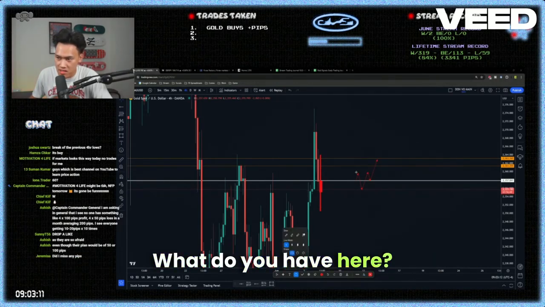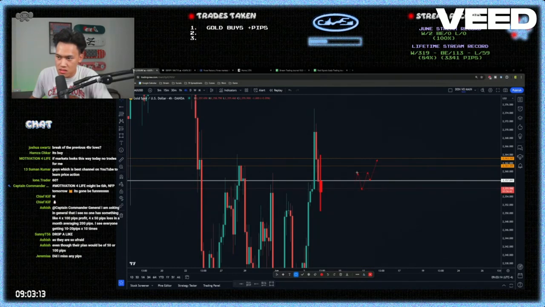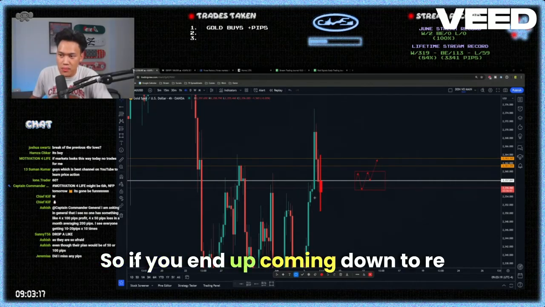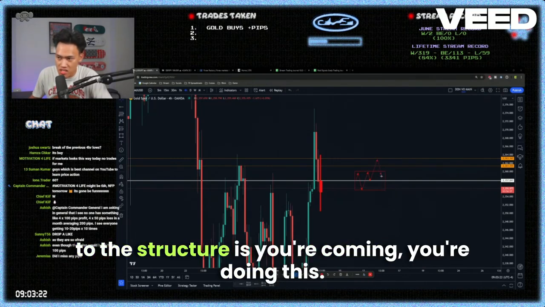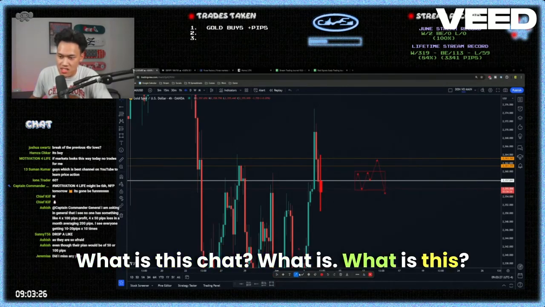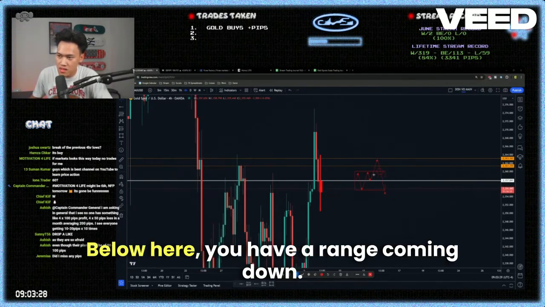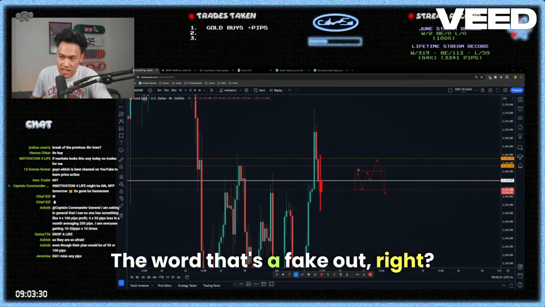What do you have here? A range. So if you end up coming down to re-break the current lows here, what's going to happen to the structure is you're doing this. What is this, chat? What is this below here? You have a range coming down. That's a fake out, right?